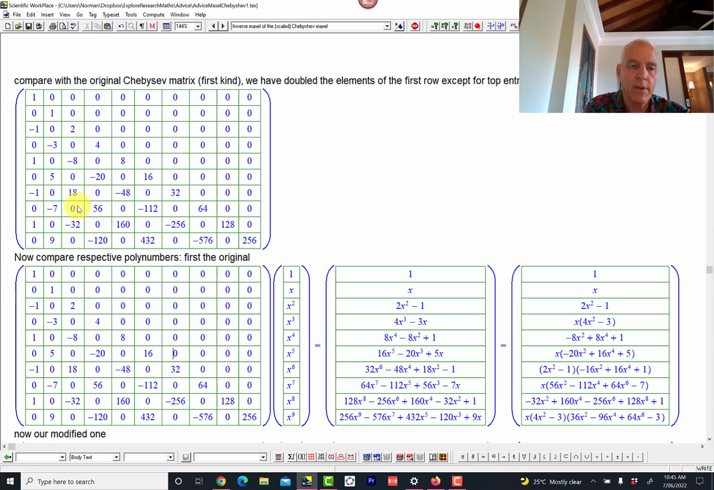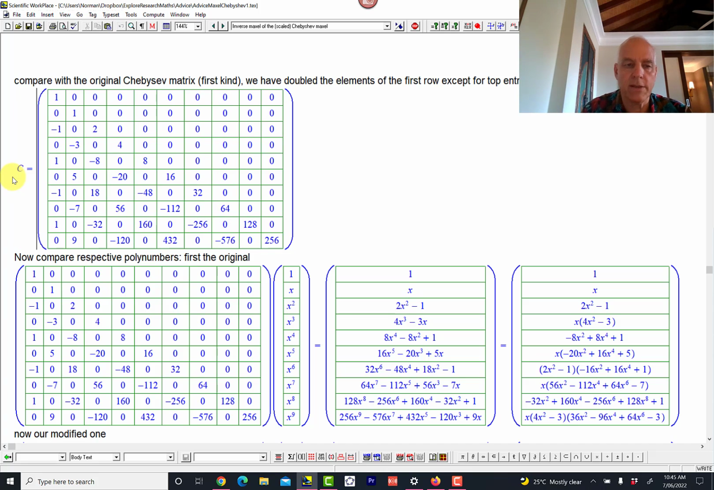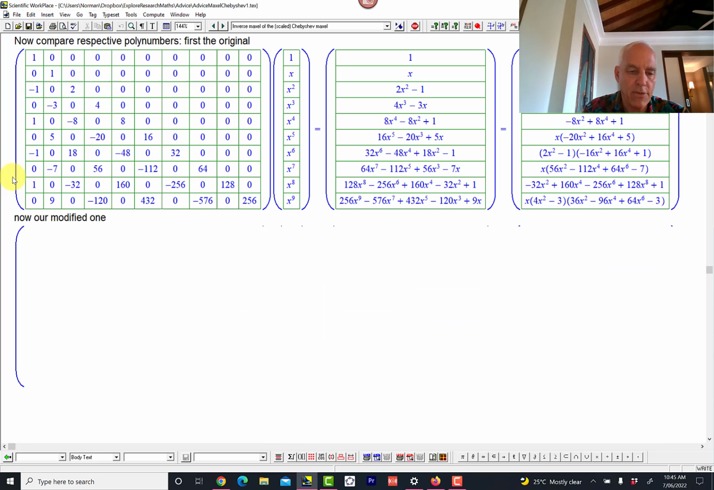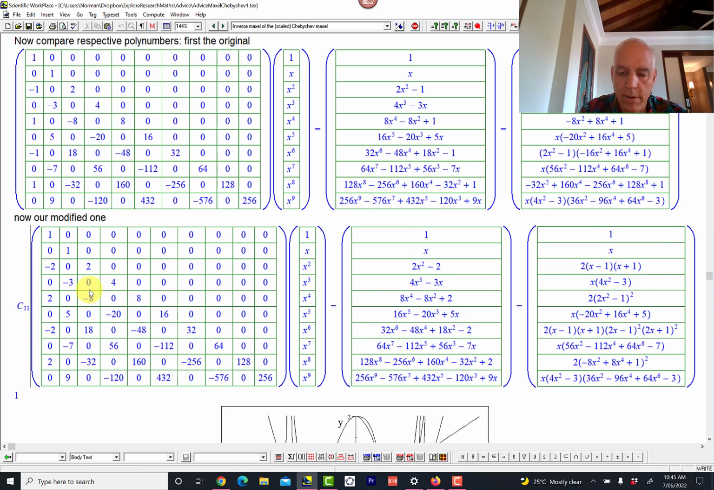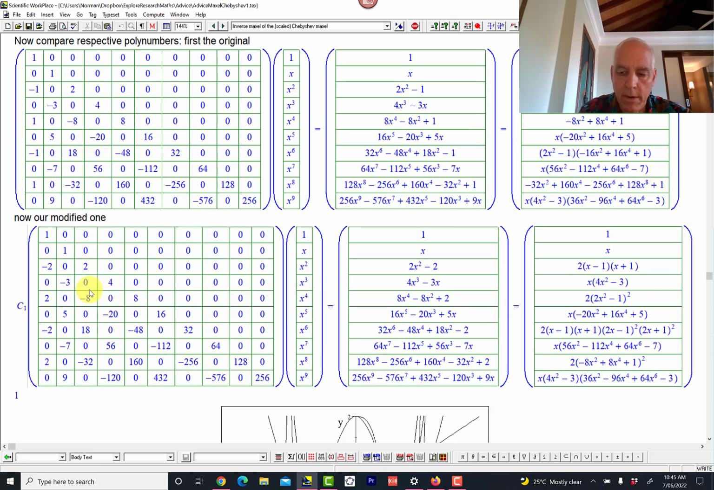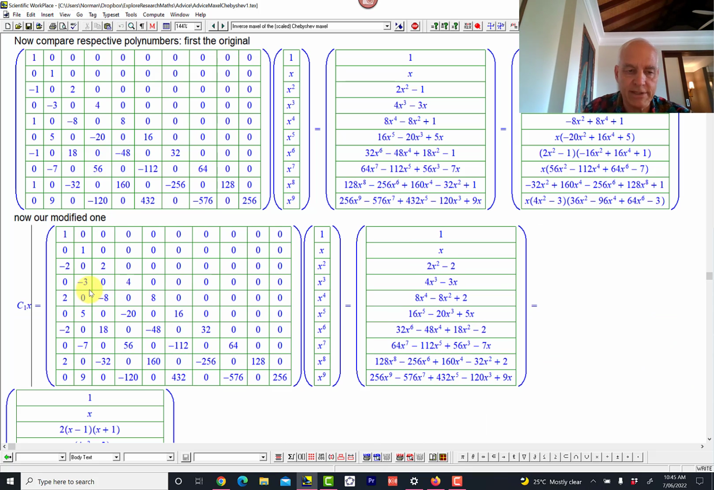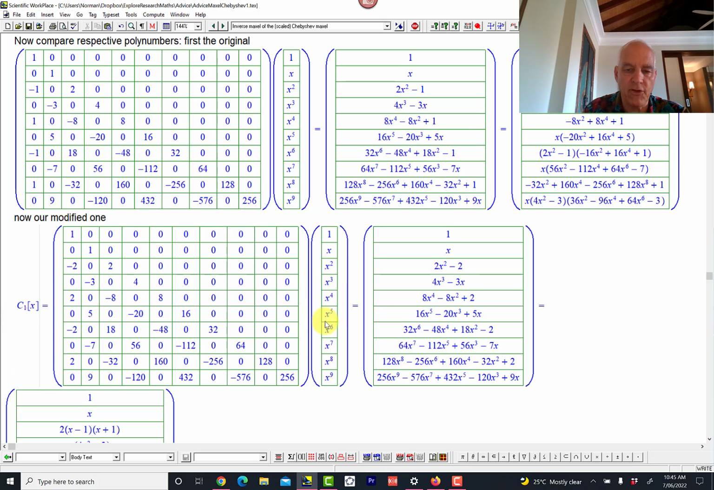Okay, so this was the original C. Let me put that there. C. Okay, that's the original one. And now this modified one. So there's C sub 1. Yeah, and I'm sort of multiplying it by x. Let me just do something like that. So C1 times this vector x. So there's what you get. And here then are the modified Chebyshev polynumbers.